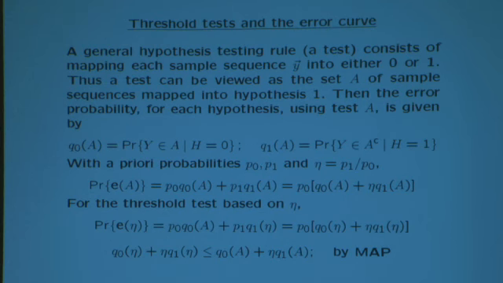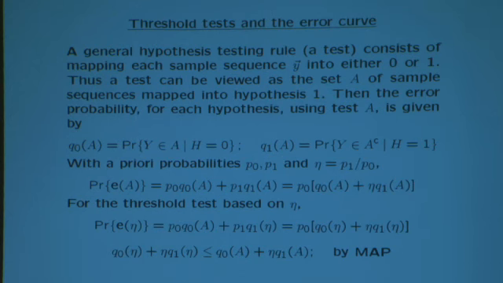For the threshold test based on eta, the probability of error is the same thing, but that A there is an eta. I hope you can imagine that quantity there is an eta. So it's P0 times Q0 of eta plus eta times Q1 of eta. So the error probability under this crazy test that you've designed is P0 times this quantity. Under the MAP test, the probability of error is this quantity here.